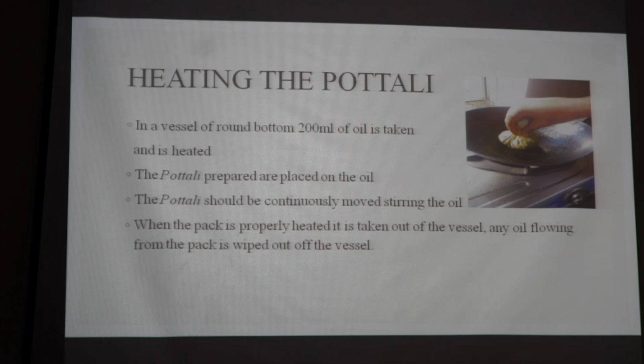We make the potlis. Now we take a different pan or a round shaped vessel. We will pour 200 ml of oil in that. We will heat that oil. Now for heating the potlis, we will place our potlis there, but we will not leave it as it is. We will stir it because otherwise they will be overheated. We stir. Once we check the temperature with the dorsum of the hand, we get the optimum temperature. Then we wipe off the extra oil from the sides of the vessel.